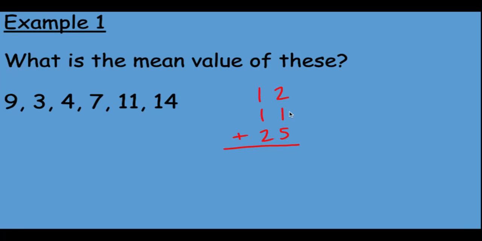So I've got 2 plus 1 is 3, plus 5 is 8. And I've got 1 plus 1 and 2 is 4. So there's my total, 48. I'm going to divide that now by how many numbers I had. So I've got 1, 2, 3, 4, 5, and 6. So 48 divided by 6. I should know from my times tables that 6 times 8 is 48. So 48 divided by 6 is 8, and that is my mean value. So let's have a look at our next example.